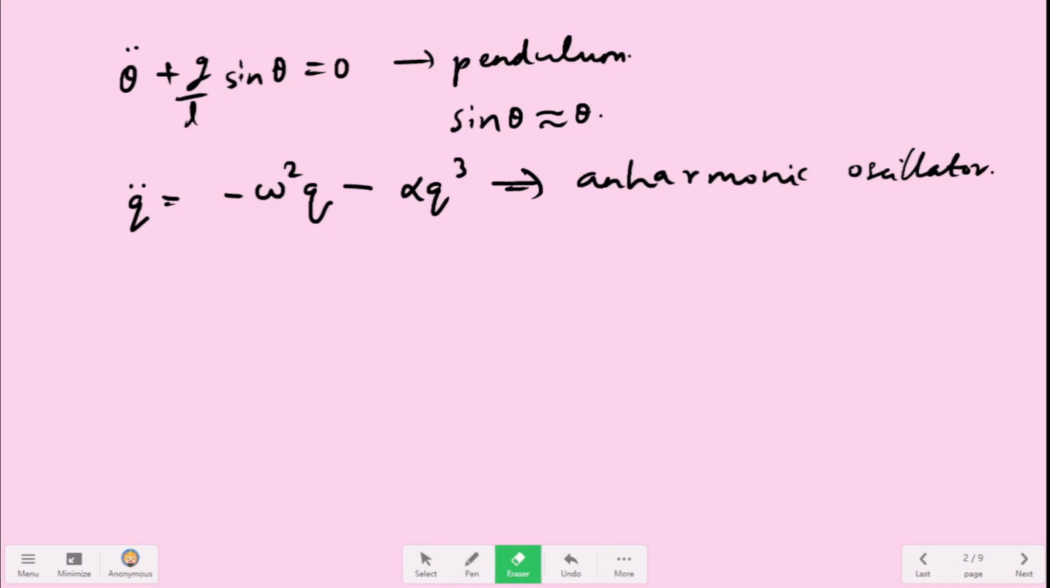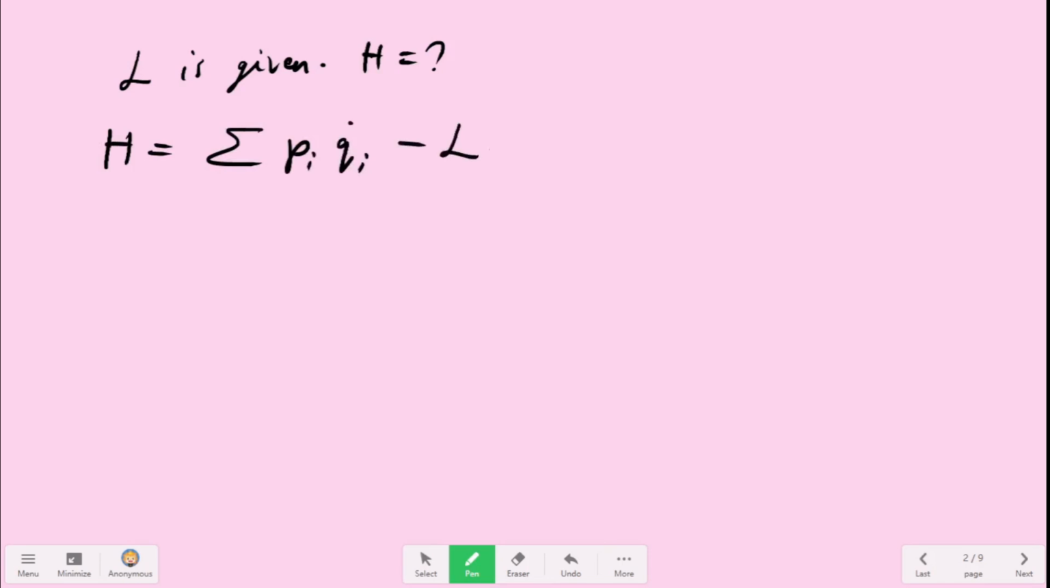Now let us discuss conversion of Lagrangian to Hamiltonian. So we are given L, we need H. We can use the relation H equal to summation p_i q_i dot minus L. H is a function of q, p and t, generalized coordinate, generalized momentum and t. L is a function of generalized coordinate, generalized velocity and time.